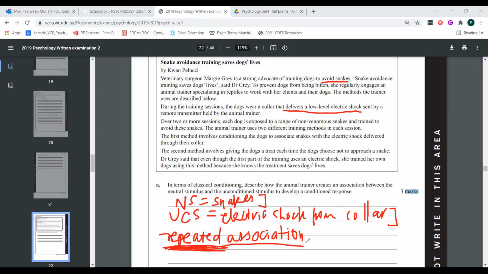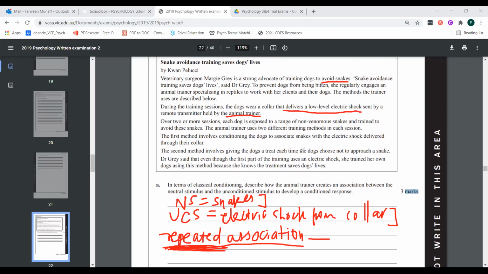So you need to talk about that repeated association between the UCS and the NS with reference to this scenario. So using words like electric shock from collar, maybe writing a sentence like there was a repeated association because the animal trainer continuously or repeatedly delivered the low-level electric shock every time the dog was exposed or was nearby to a snake. Okay, so that's the second mark.